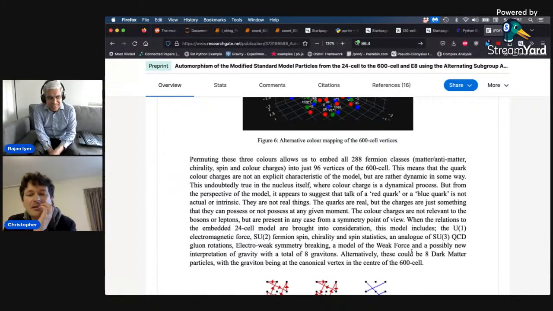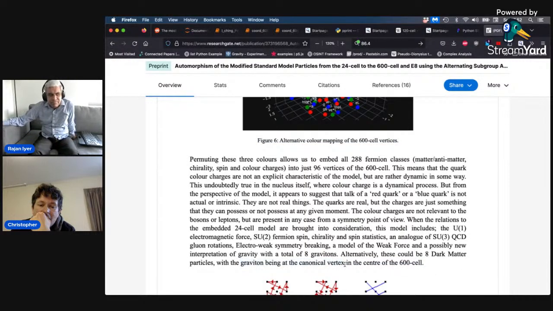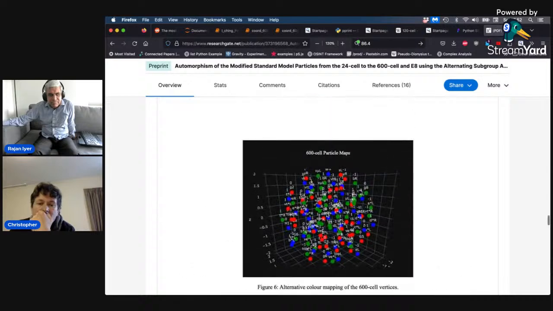But yeah, the 8 particles don't even have to be dark matter. They're just 8 unknown particles, and they seem to be bosons. But basically, that's all we have with gravity in the mix, or dark matter. So we say we could have a graviton as the canonical vertex center of the 600 cell. So the graviton is sort of an equal distance from all the particles at any one time. So that's why it affects them all uniformly, kind of concept.